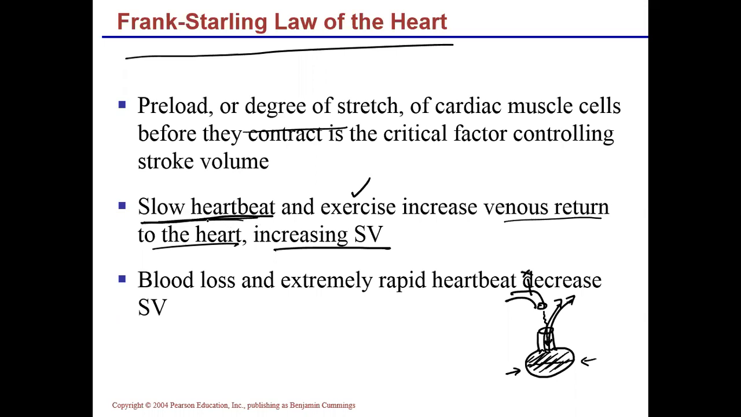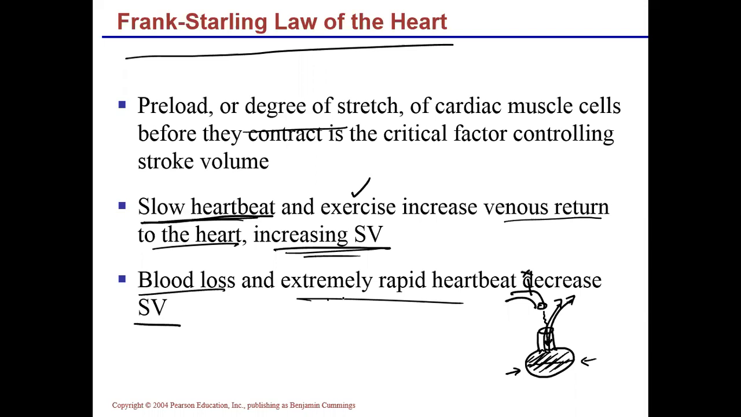The slow heartbeat causes the stroke volume to go higher because it has more time to get filled. Blood loss and extremely rapid heart rate. Now, the blood loss we already talked about. It lowers the venous return, so stroke volume is decreasing.